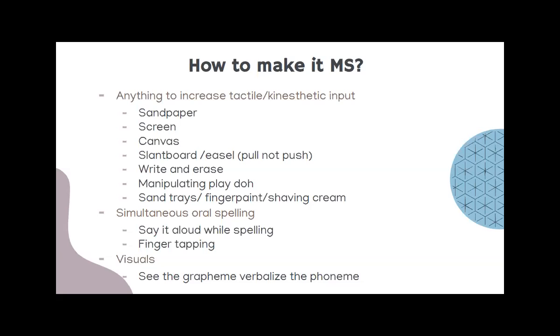You can have them use a sand tray. You can even, if you're ready to get messy, give them a tray of shaving cream and have them trace the letters into shaving cream. Anytime they're using their muscle movement, especially if it's something gritty, I prefer sand trays because they're gritty, so they're also giving input on the fingertip itself. And you're going to want to use that simultaneous oral spelling, have them say it aloud while they're spelling it.